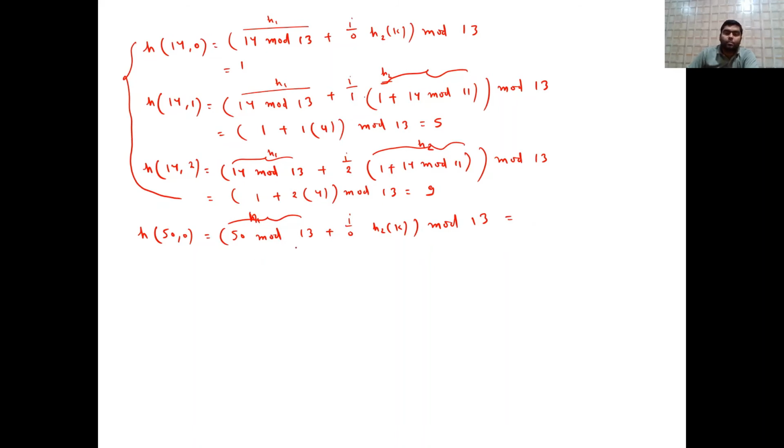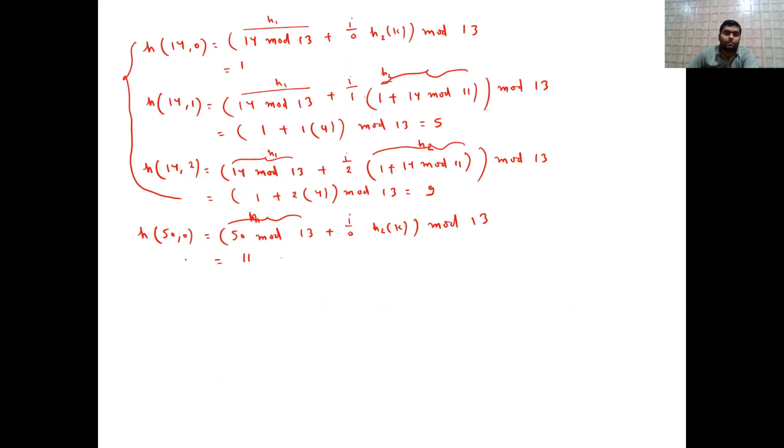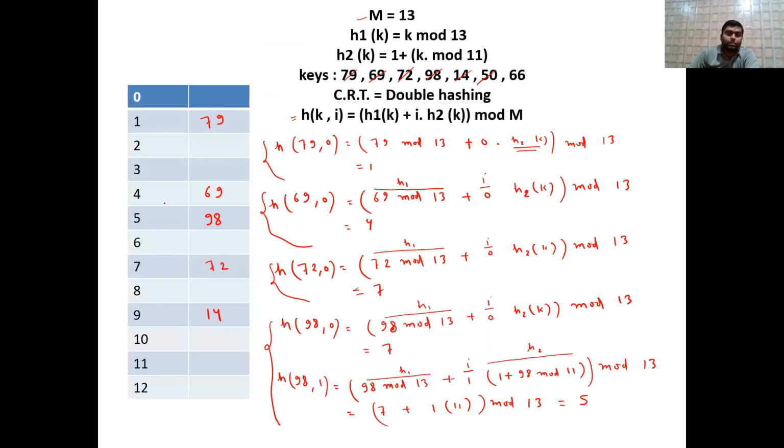So 50 mod 13, what will be the solution for that? Finally, 13 times 4 is 52, and 13 times 3 is 39. So it is 11. So 11 mod 13 is going to be 11. So the 11th location, yes, space is available. Okay, so this is our good luck. So at the 11th location, 50 will be stored.